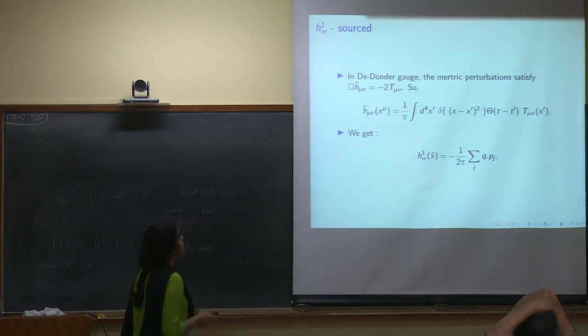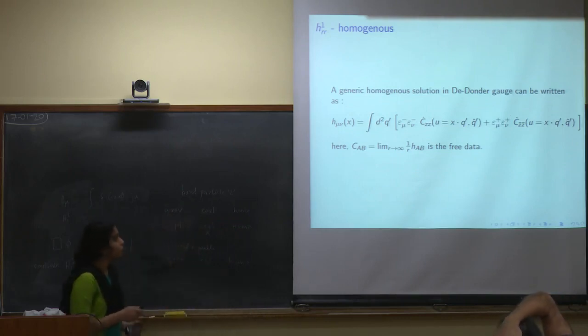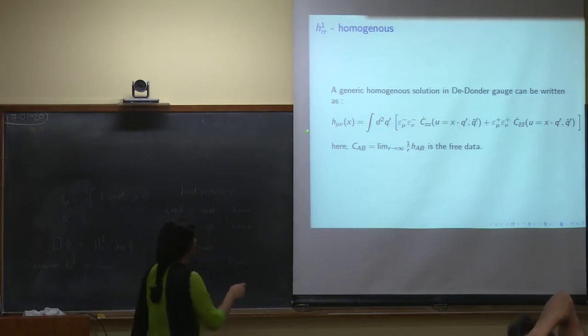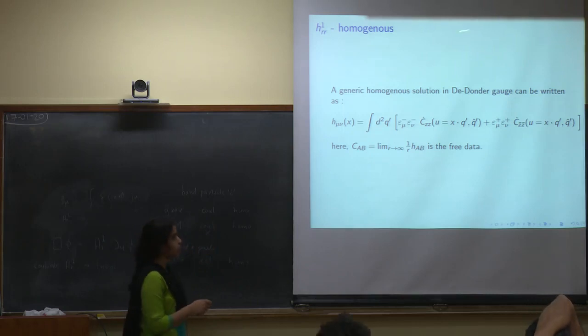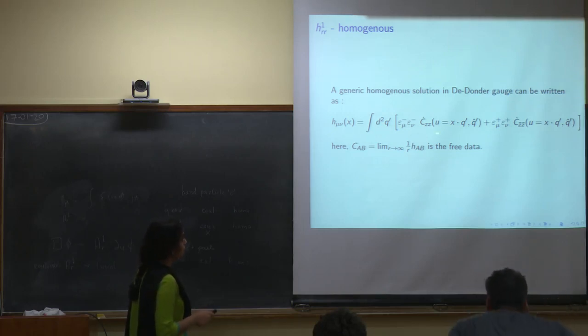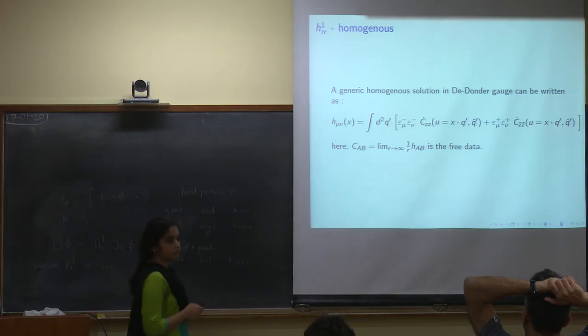And yeah. So now we can discuss the homogeneous mode. Now a generic homogeneous solution in de Donder gauge can be written like this. So you have CZZ and CZ bar Z bar. What do you mean by a homogeneous solution? A homogeneous solution is box of h mu nu equal to 0. This solution satisfies the de Donder gauge condition, del mu h mu nu equal to 0, and box of h mu nu equal to 0. And here this is the free data, CZZ and CZ bar Z bar, so you give any profile for the free data and this can generate the solution for you. Okay.